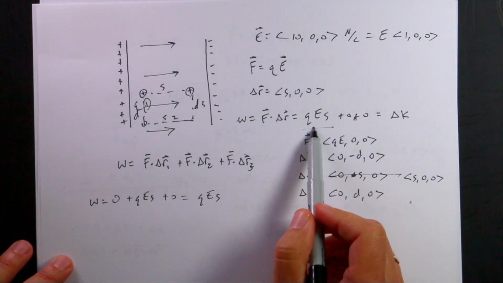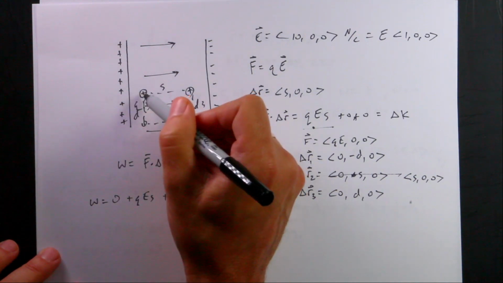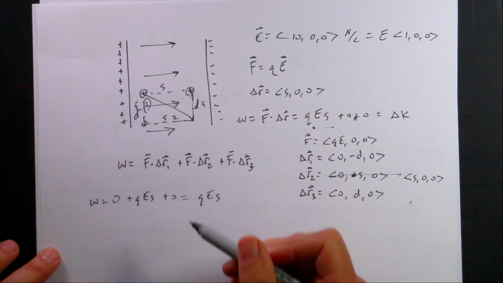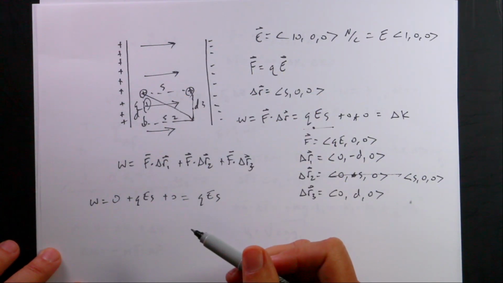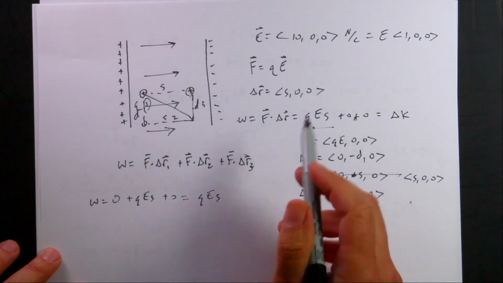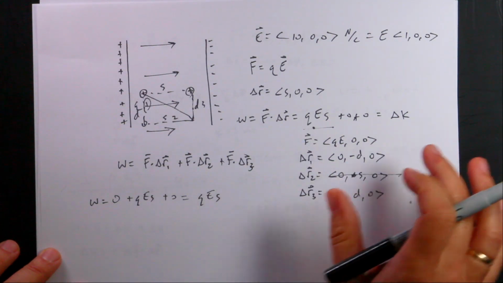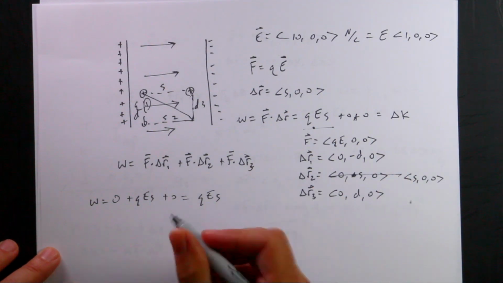It does not depend on the path. You can pick all sorts of paths. I could pick a path like this, which would be more fun, but I didn't want to do that at the point. And I get the same thing. Okay, so since that's true, I can take the work done by the electric force, move it to the other side, and define that as the change in electric potential energy.